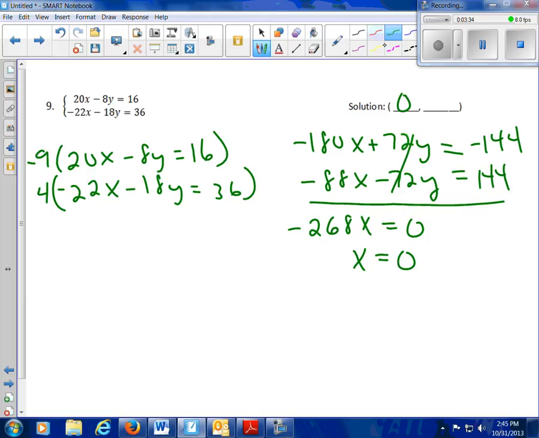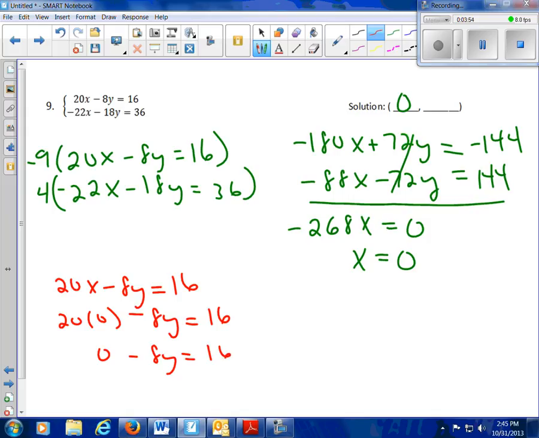So once I have that, I just have to plug in 0 for x into one of my original equations. And I'm just going to pick the top one out of convenience. So I take x out, 0 goes in its place. 20 times 0 is 0. I know that 0 minus 8y is minus 8y. Divide both sides by negative 8, and I get y equals negative 2.